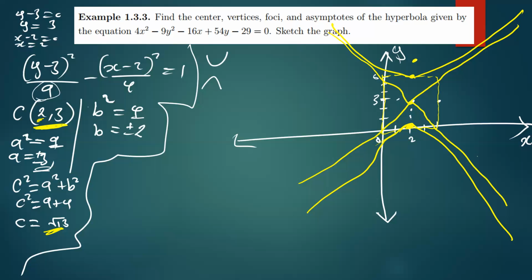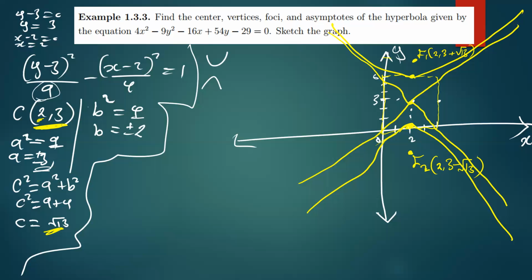So the first focus, F1, will be somewhere there: (2, 3 plus the root of 13). And then the second focus will be somewhere there, which is F2, which is going to be (2, 3 minus the root of 13). So that is our focus.